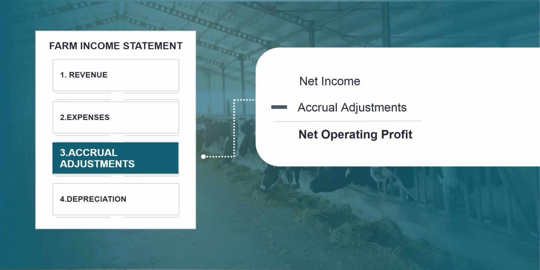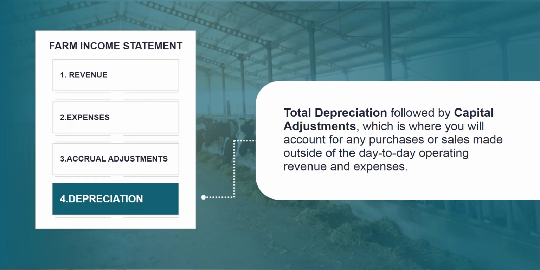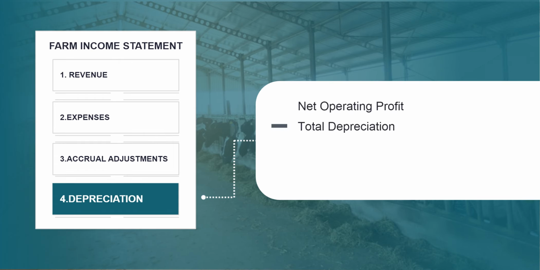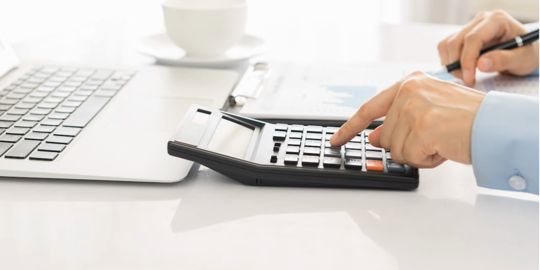The fourth section shows total depreciation followed by capital adjustments, which is where you will account for any purchases or sales made outside of the day-to-day operating revenue and expenses. Subtract total depreciation and add capital adjustments from your net operating profit to determine your net farm income, or NFI. You will use the information in these 4 sections to determine your operation's profitability.